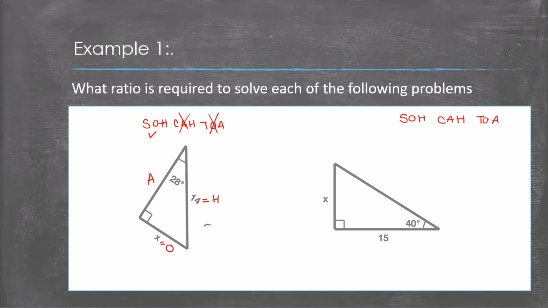sine. So in this case, the ratio we would use is the sine of 28 degrees is going to be equal to, and we don't have to solve it, but we'll write all the information in. So to solve this would be the sine of 28 degrees is equal to x divided by 14.